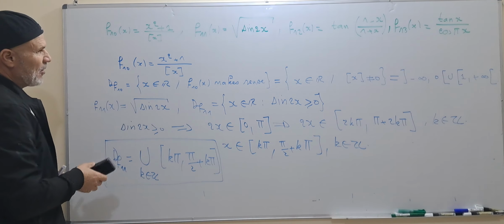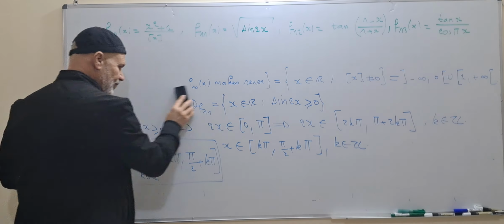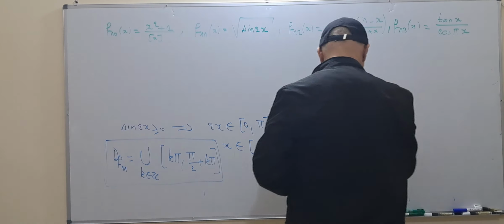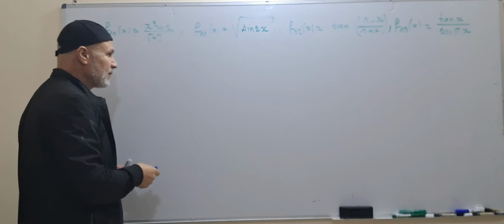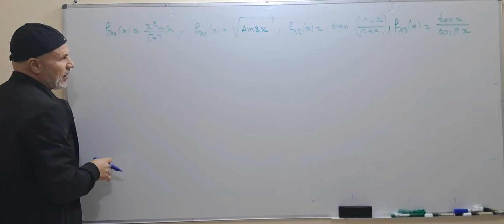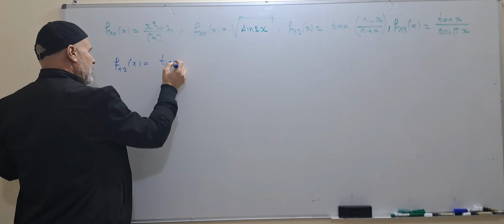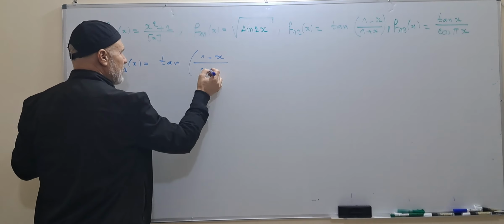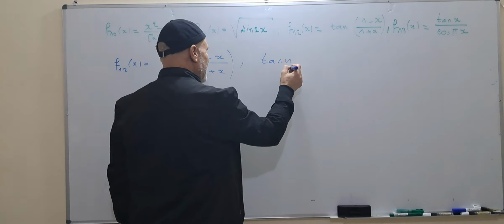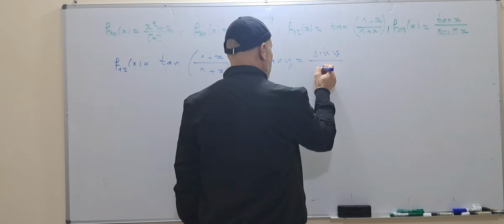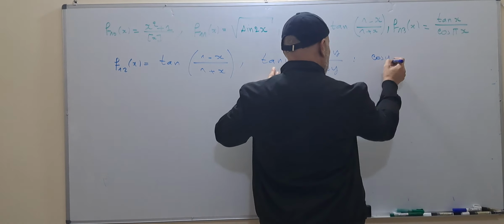How about the domain of definition of F12? F12 of x is equal to tangent of (1 minus x) divided by (1 plus x). Tangent of y is equal to sine y divided by cosine y. And this is well defined if cosine y is different from 0.